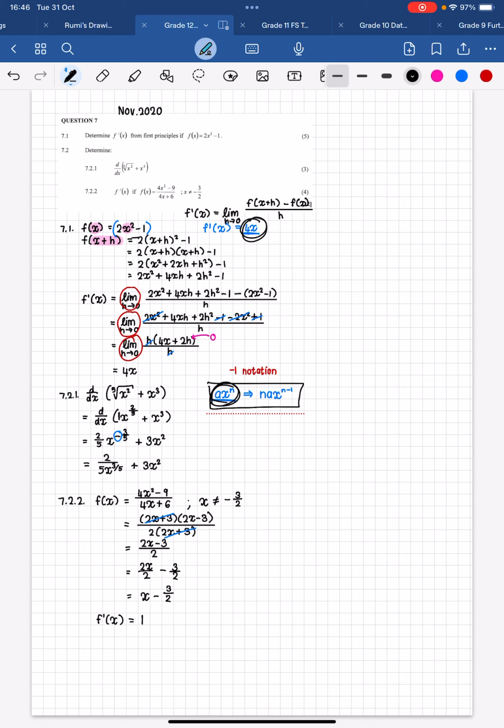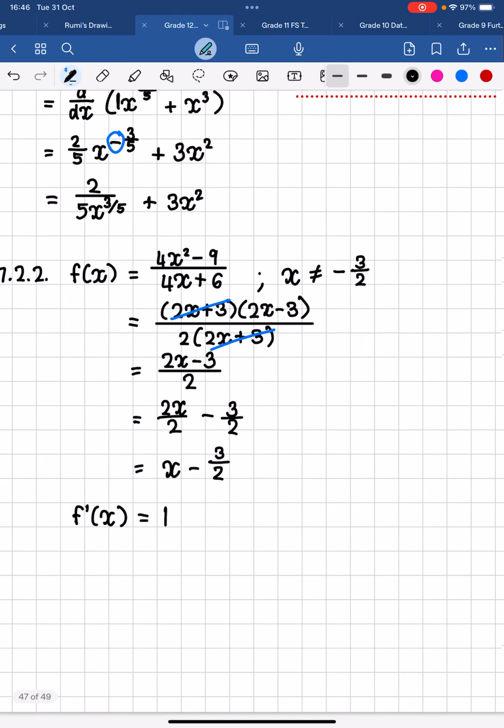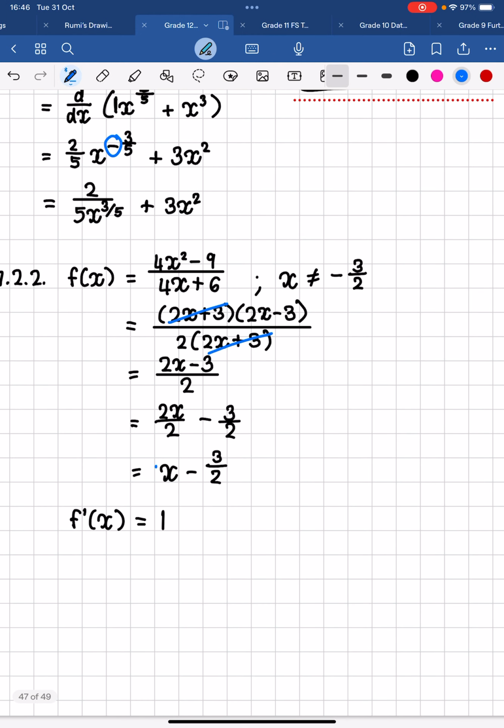How did I find 1? Remember that when we apply the power rule, we take the exponent and multiply it by the number in front. If there's no number in front, there's a 1. If there's no exponent, it's also a 1. So 1 times 1 is going to give us 1.